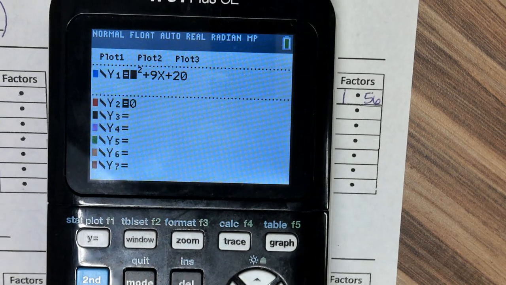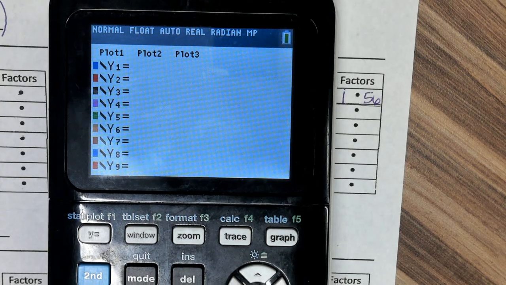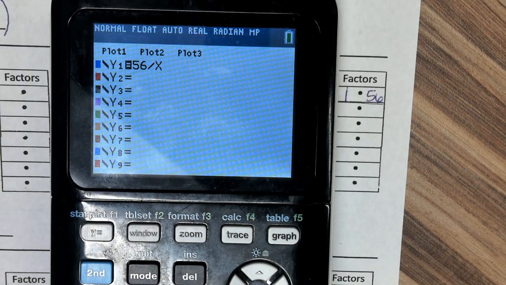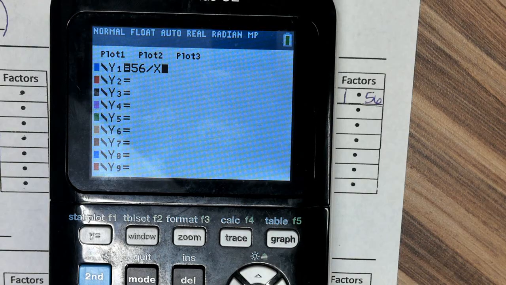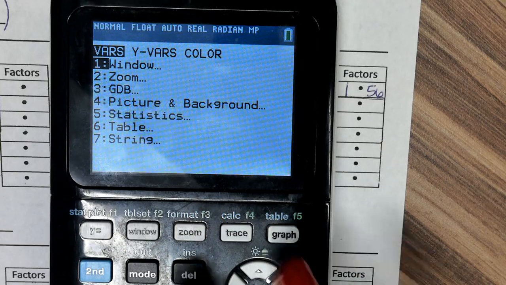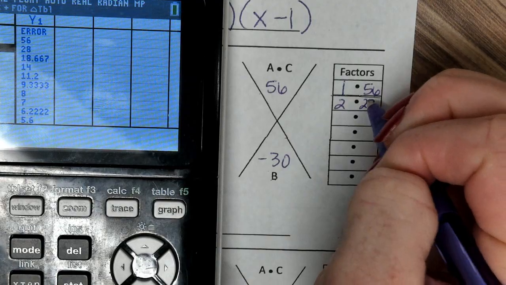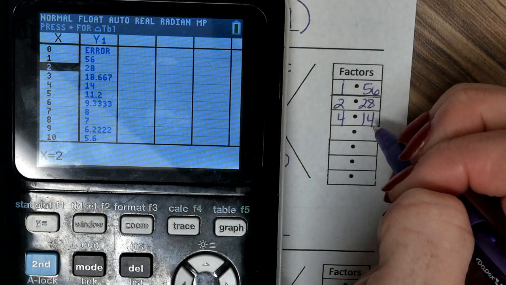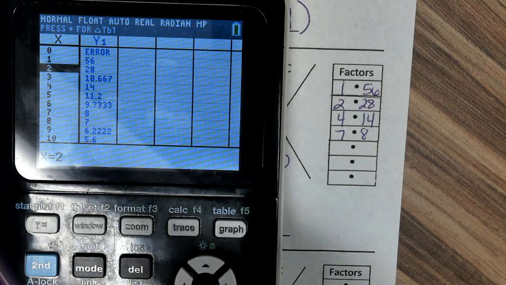No, you're just going to go to y equals. Make sure everything's cleared out. And then you're just going to put the number you want, which is 56, divided by x. And that's going to give you the factors of 56. You then go to your table, and those are all the factors of 56. So 1 times 56, 2 times 28, 4 times 14, 7 times 8, and then it switches to 8 times 7, so it's just going to go back. Okay.